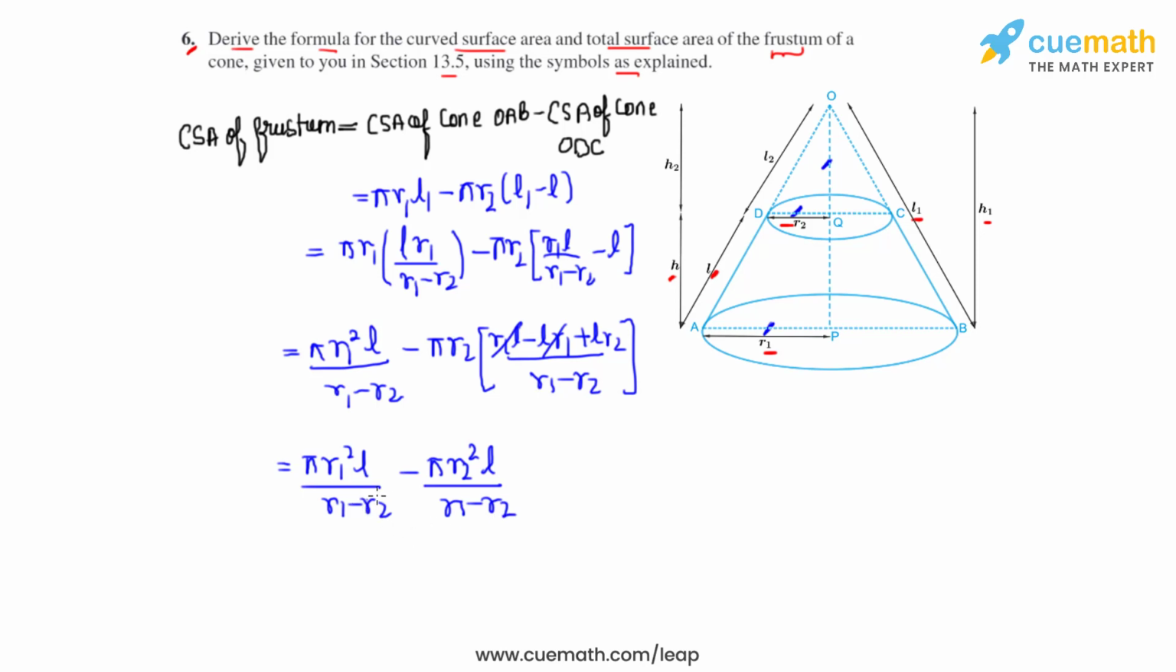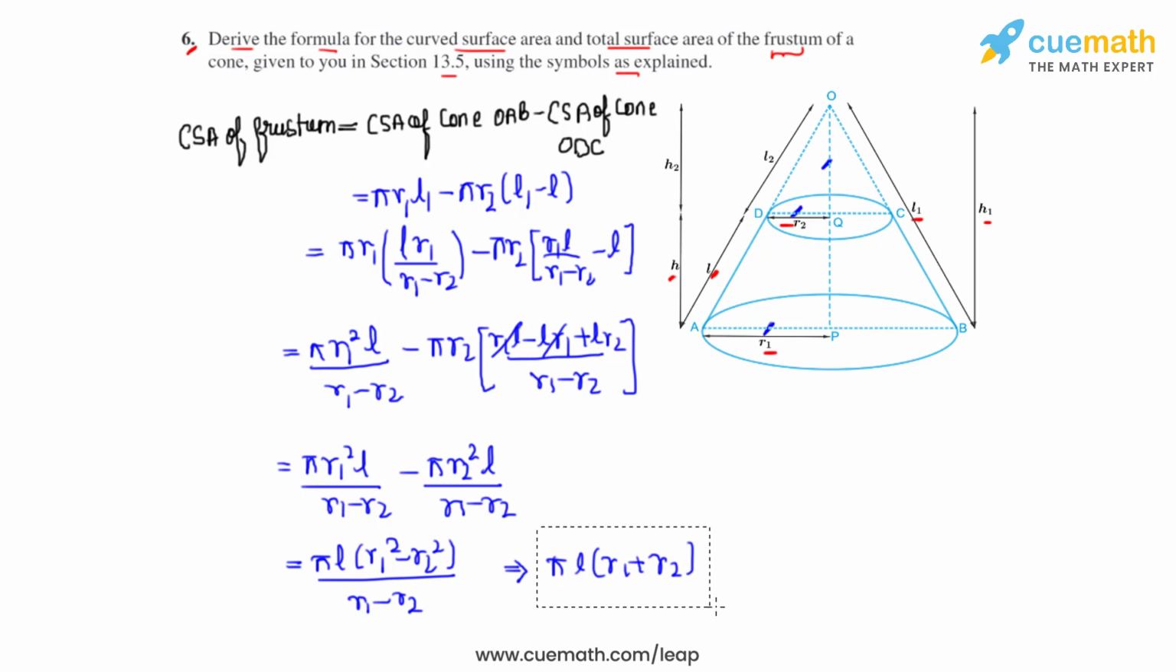What we can take common from both of these terms is pi L. What will be left inside is pi L times R1 square minus R2 square, and the whole is divided by R1 minus R2. On simplification, we finally get the answer as pi L times R1 plus R2. And this will be the curved surface area of the frustum part, which is created from a cone.